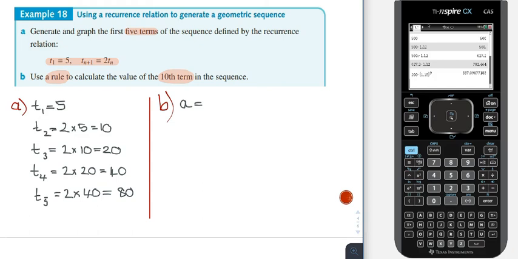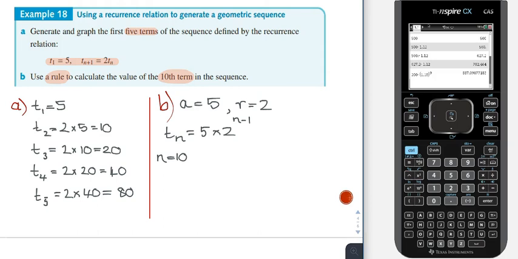Part B says use a rule to calculate the value of the 10th term in the sequence. When it says use a rule, we're going back to the Tn equals a times r to the power of n minus 1 rule. In order to use that, you need to know your first term and your ratio, which you can read off your recurrence relationship. So the first term a is 5 and the ratio is 2, which gives us a general rule of term n equals 5 times 2 to the power of n minus 1.